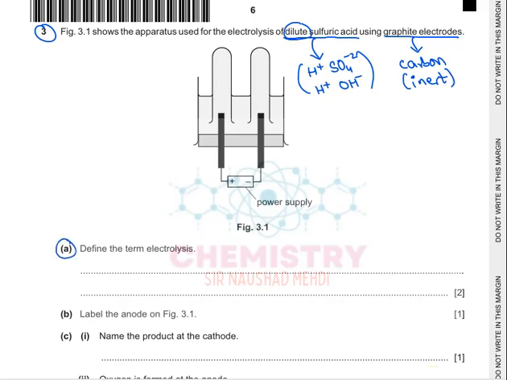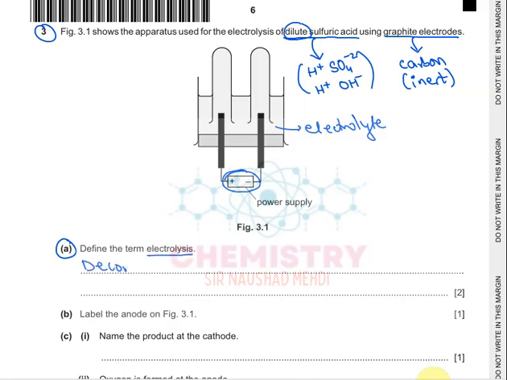So first of all, in part A, it is saying to define the term electrolysis. In electrolysis, you pass electricity or electric current through your electrolyte, using these electrodes. So what will happen? This electrolyte or the ionic compound will get decomposed. How will it get decomposed? The cations will go to the cathode, the anions will go to the anode, and they will get discharged over there. So basically, your electrolyte or the ionic compound is getting decomposed, right? And that is what electrolysis is.